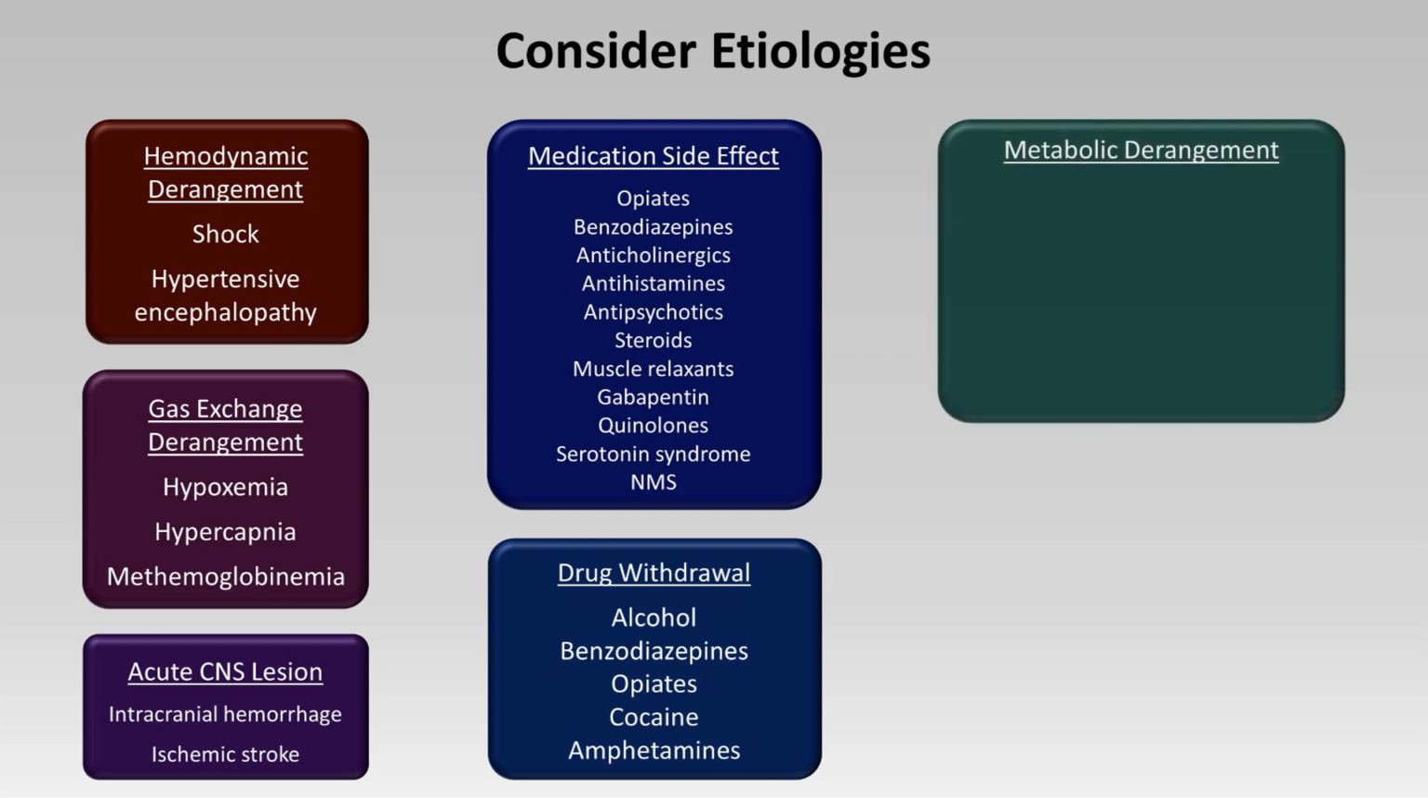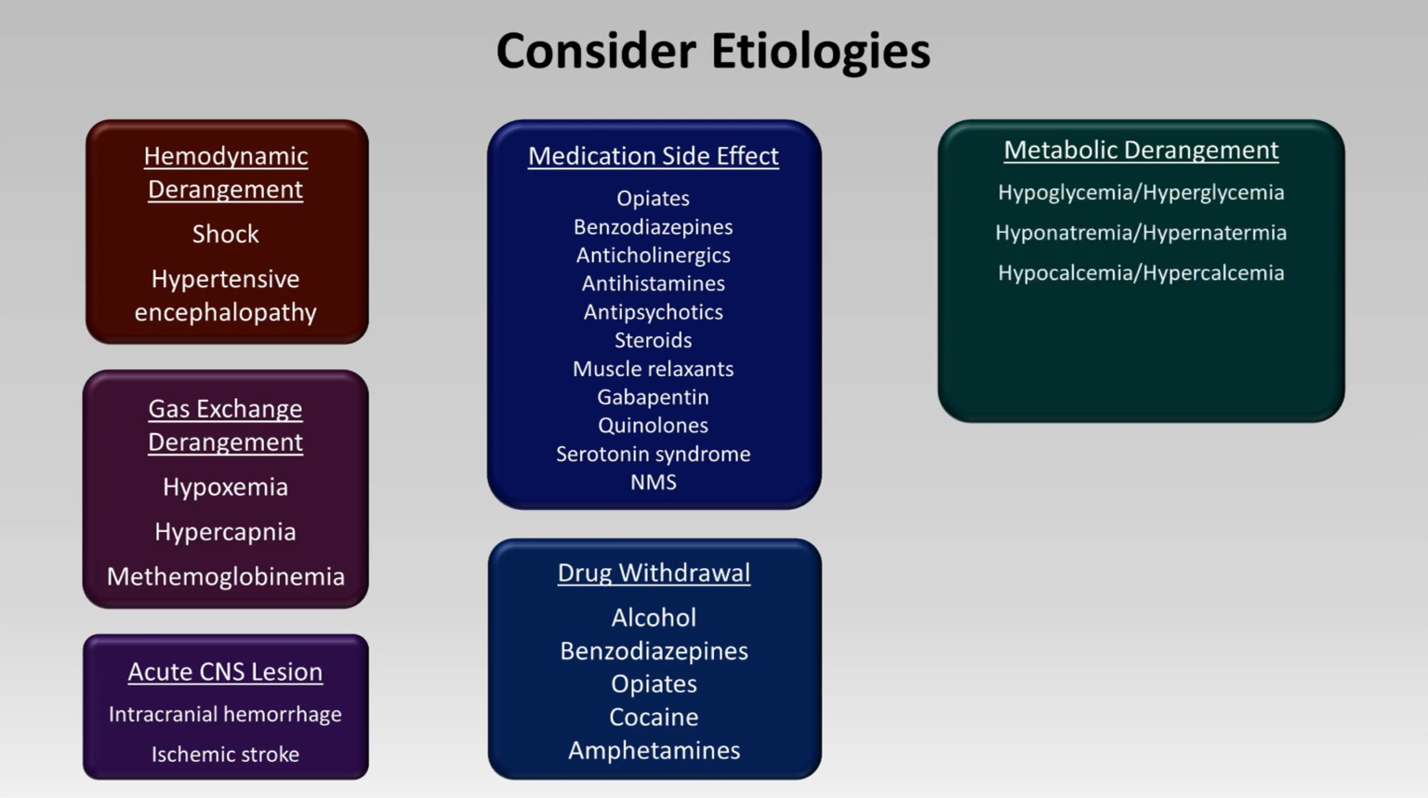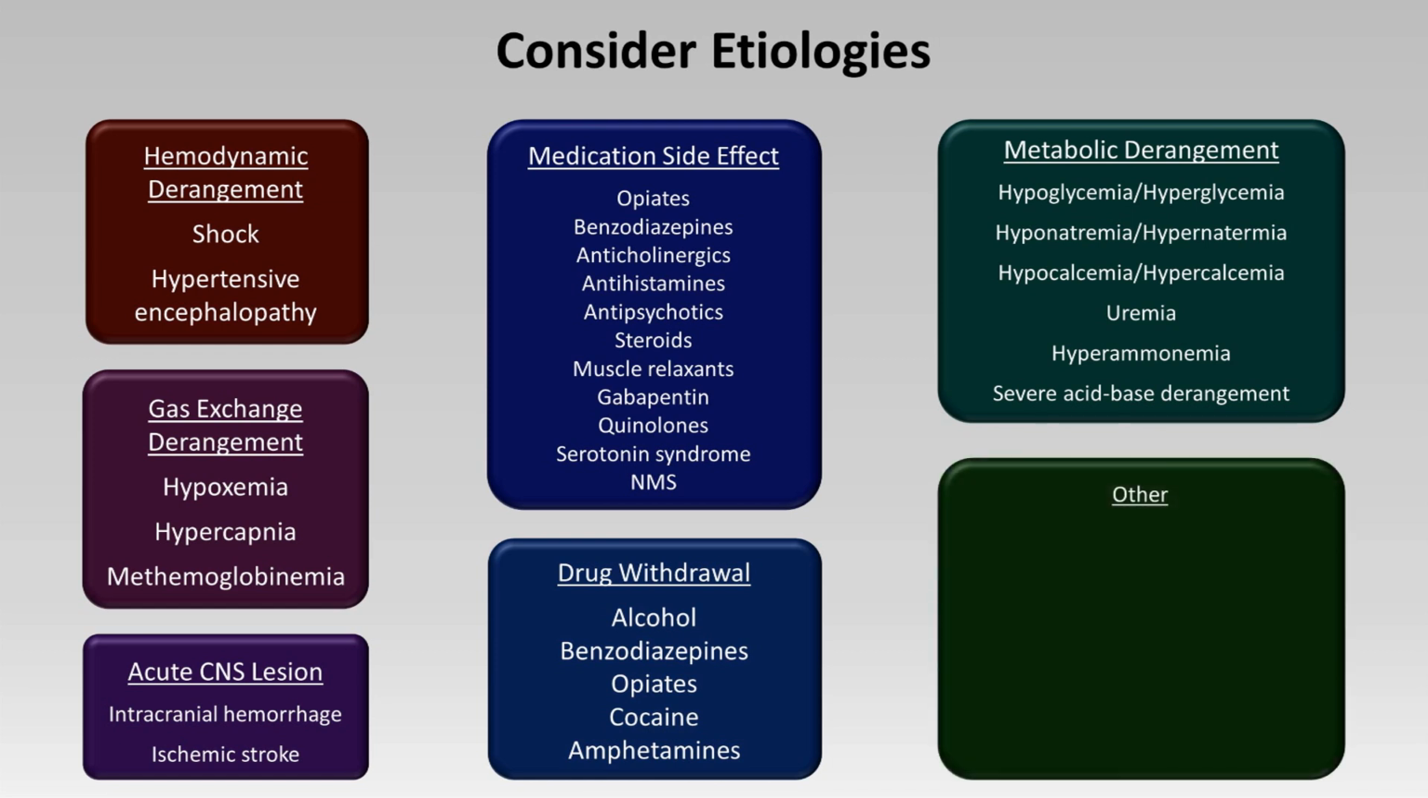There are many metabolic derangements that can acutely develop in the hospital, particularly those of glucose, as well as sodium and calcium. Although confusion from uremia and hyperammonemia typically doesn't develop abruptly, it can develop over the course of 1 to 2 days. And severely deranged pH can also lead to altered mentation. Finally, there are also some miscellaneous causes to consider.